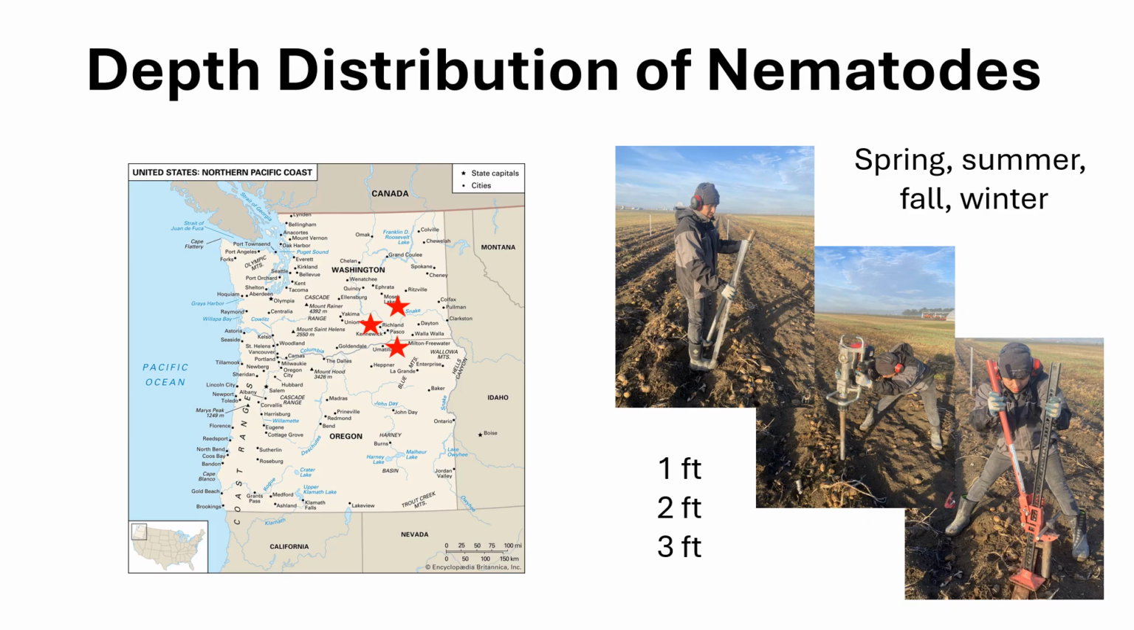So what this project entails is sampling in the spring prior to planting, the summer, which is about the end of June, fall, which is after harvest, and then winter, which is about December, January, in the dead of winter. This entails using a gas-powered post pounder to take soil cores up to 3 feet using a plastic tube, which will then contain the soil. Once we bring the soil back, we can process it as 1 foot, 2 foot, or 3 foot sections, so we can get an idea of who is present and where.